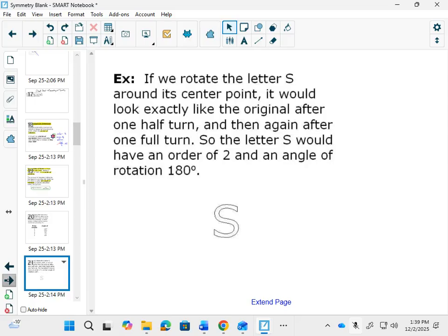What about the letter S? Would you agree that that has an order of 2? Okay. Again, to see it, I'm going to trace it. Just because it's super fun to trace it.